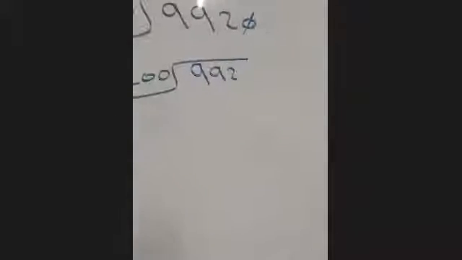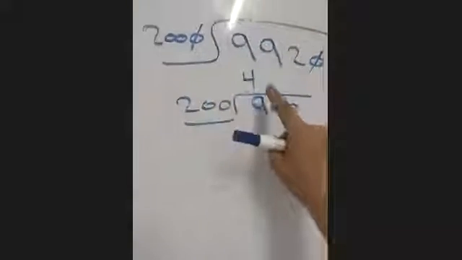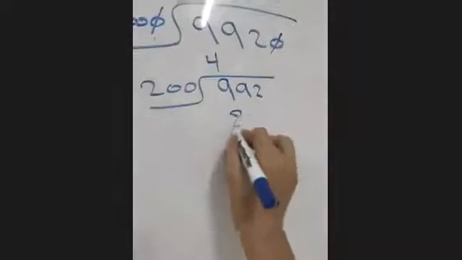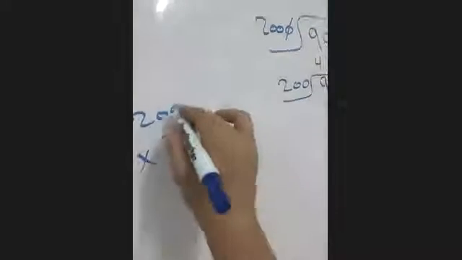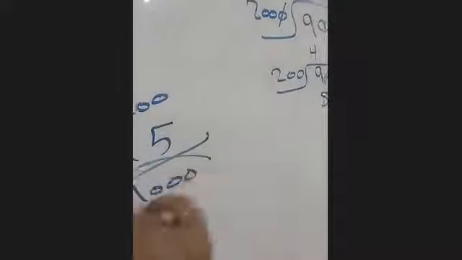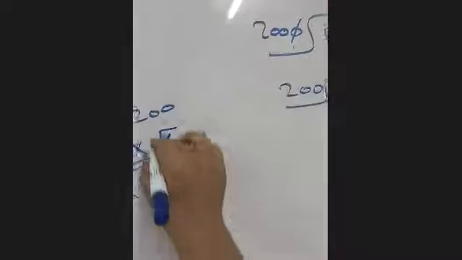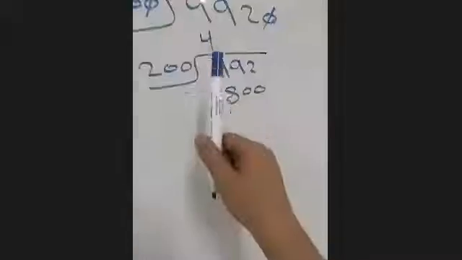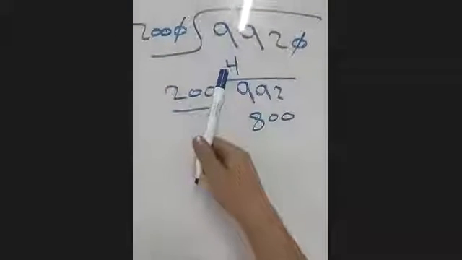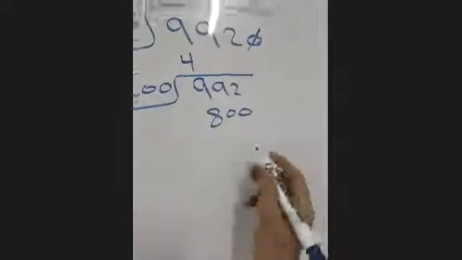I will do it here. Now if you check the number 4, 4 times 200 is 800, right? If you choose 5, 5 times 200 is 1000. The 1000 is bigger than 992, so I cannot choose 5. So I need to choose the number which is less, which is 4. Now 4 times 200 is 800.